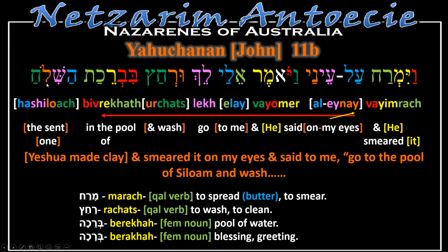Hashiloach. Remembering that the patach at the end, instead of coming after the final letter, it comes before it. So it's hashiloach. And it literally means the sent one. So the pool of the sent one. So Yeshua made clay and smeared it on my eyes and said to me, go to the pool of Siloam and wash. That's its translated name, but it actually comes from shalach, which means to send.